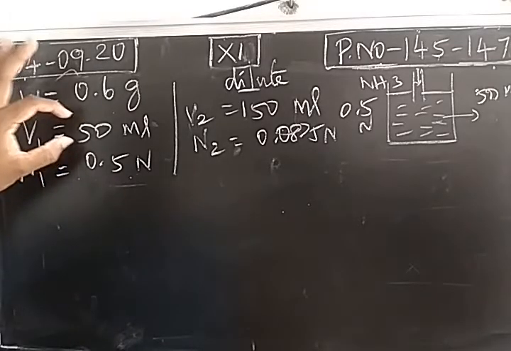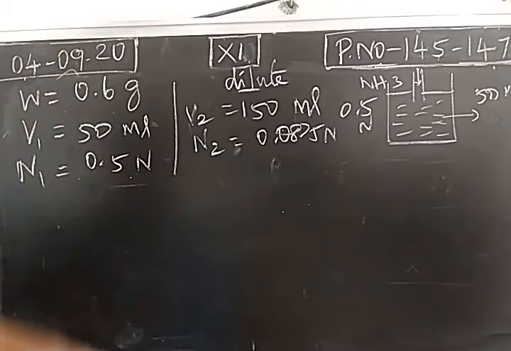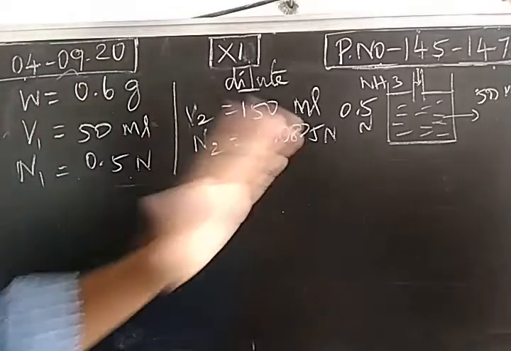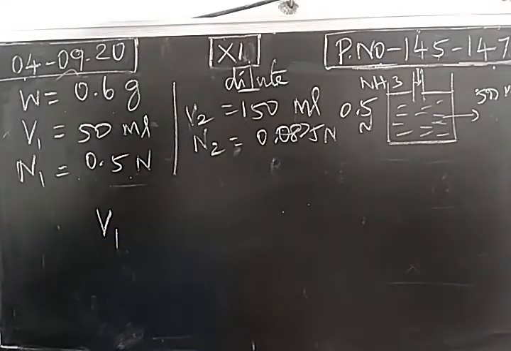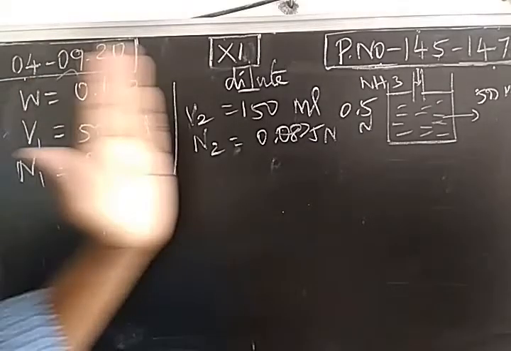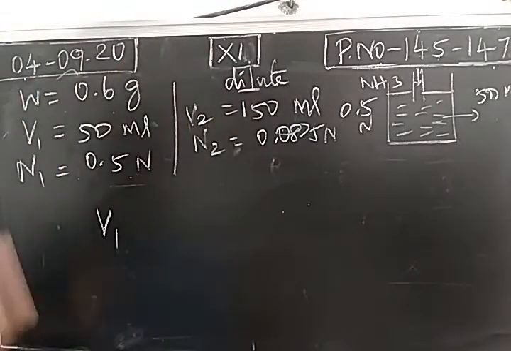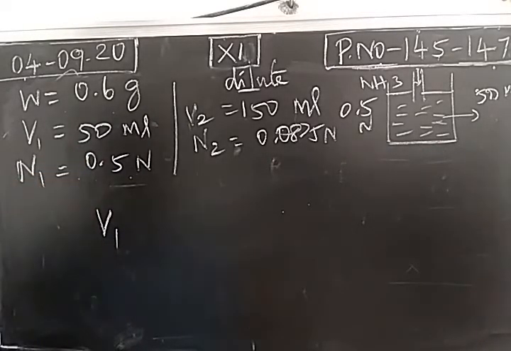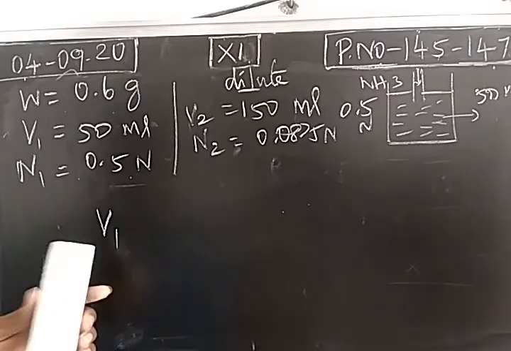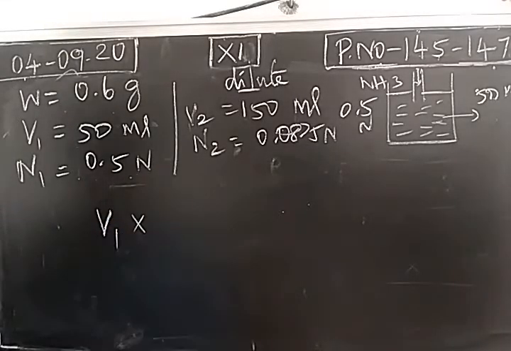So now out of 50 ml, some sulfuric acid is converted into ammonium sulfate, some is diluted. Okay. So V1: how much sulfuric acid is remaining? We don't know. In the concentrated acid, some is converted into ammonium sulfate, the remaining is present. We are going to calculate how much remaining sulfuric acid is present in the receiver. So out of 50 ml, how much is present as sulfuric acid? We don't know. Take it as V1. What about its normality? 0.5.